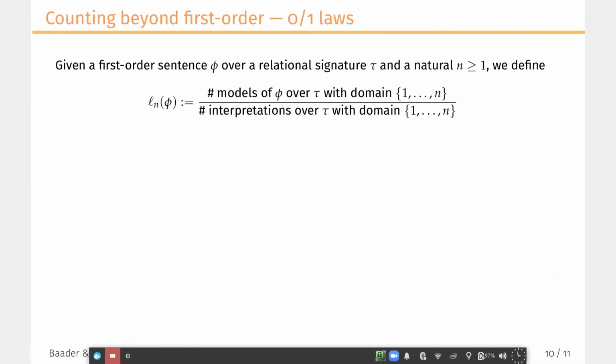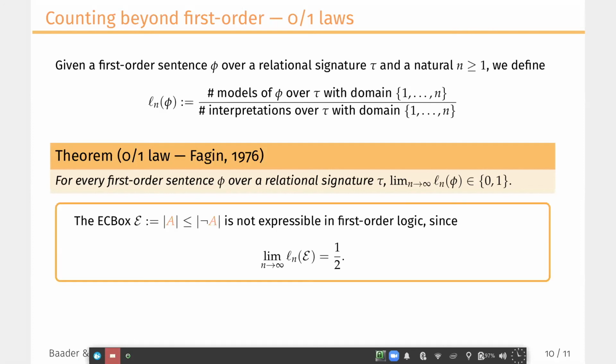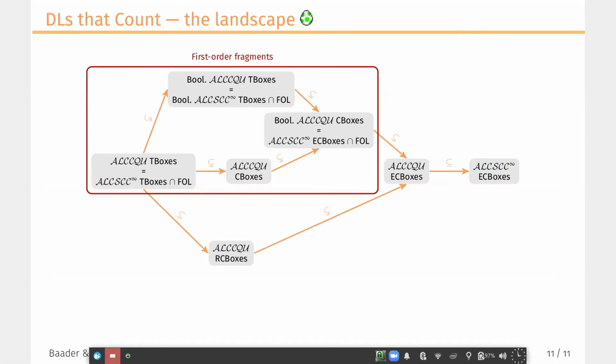And for the last case, we actually managed to separate first order from not first order using a very elegant tool called 0-1 laws for first order logic, where basically we say that every first order sentence for which we define this function has a limit that converges to 0 or 1. And we show that for such a counting box, this is not the case, hence non-expressibility. So this is the final lattice for expressivity results on the global level.